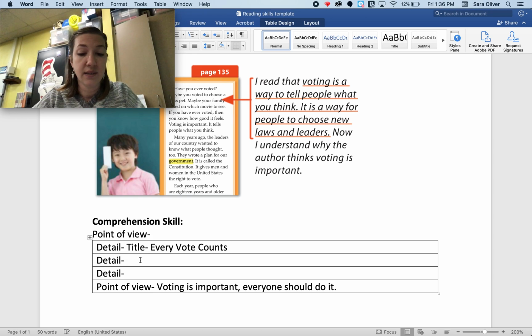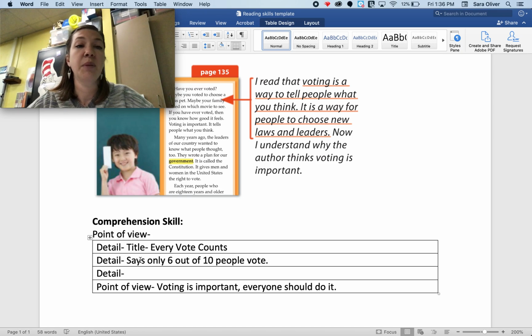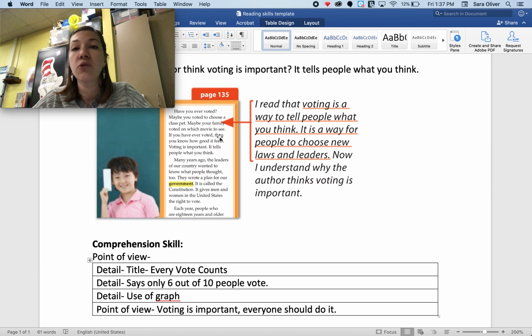That could be the title of our story, and it would be a completely different thought. Another detail in our story is he says, only 6 out of 10 people vote. And he explains in the text why that is a negative thing, that we need everybody to vote because everybody should have a voice. And we also have the use of the graph, which shows us the importance of people voting as well. So all of those details lead me or guide me to the idea that everyone should vote and that voting is important. The author uses evidence throughout the entire text to let us know how he feels about the topic.